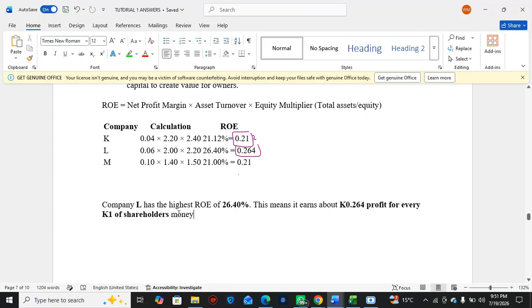Okay, remember return on equity, how much profit you're getting from the shareholders' money. Company M 0.21 or so, right? 0.21. So that's how much profit they're getting for every 1 quarter of the shareholders' money. Okay, so as we can see, company L is doing the best. It is earning 26 ngwe of profit for every 1 quarter of the shareholders' money. Yes. Any questions?